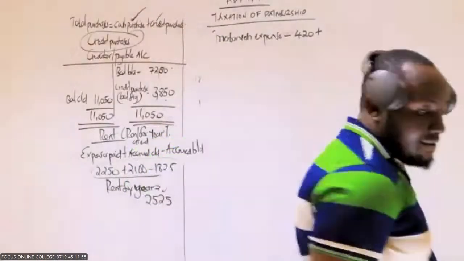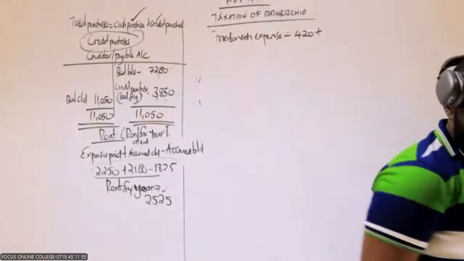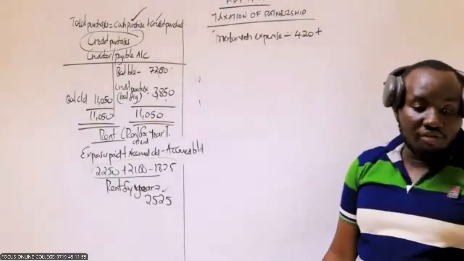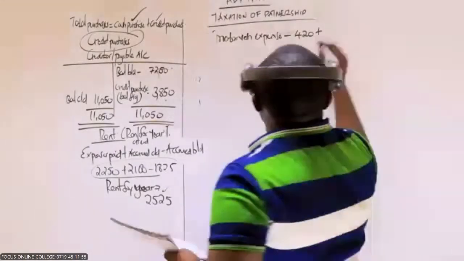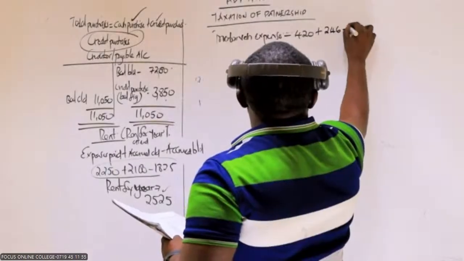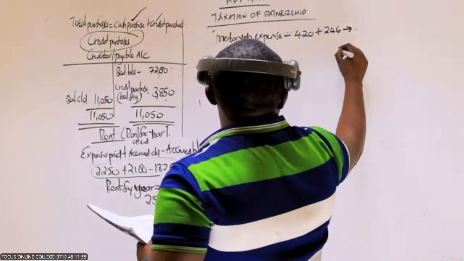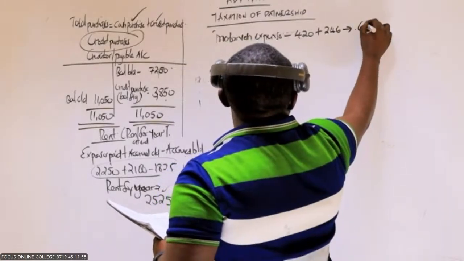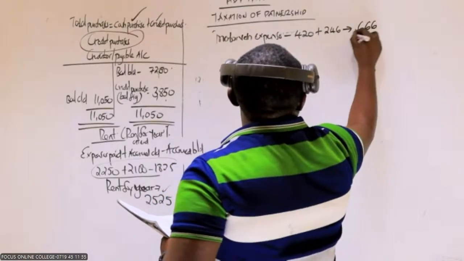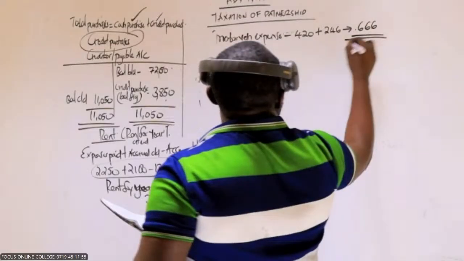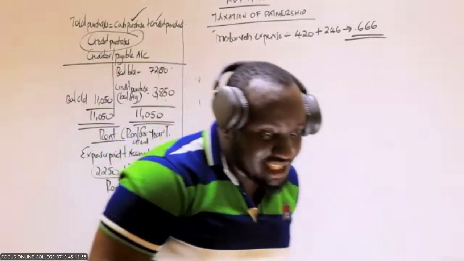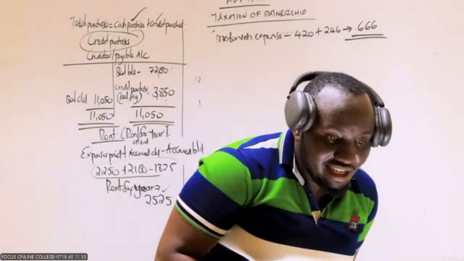How much was that? The one that's additional information number 2 plus 246. So for the whole year, what was the motor vehicle expense? That should be 666. Is it 666? Okay, that's very interesting.